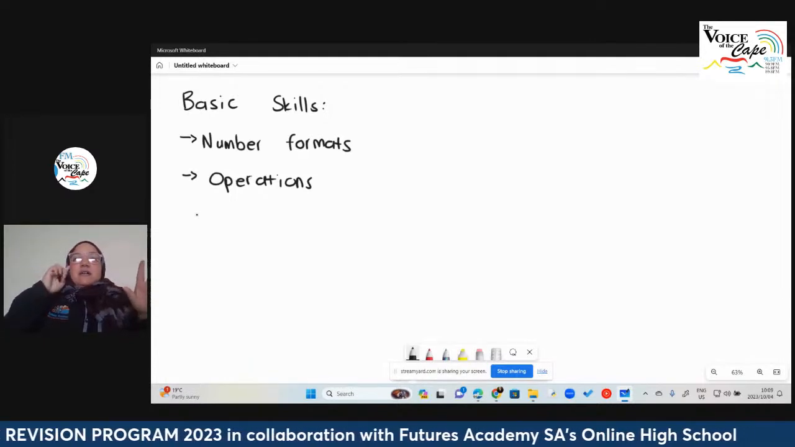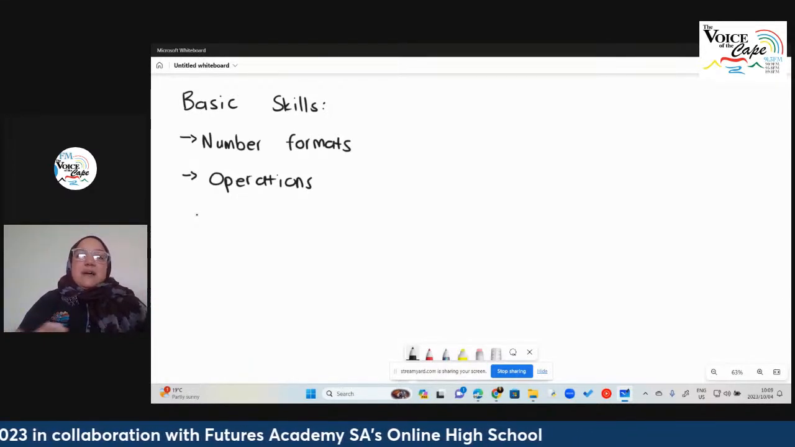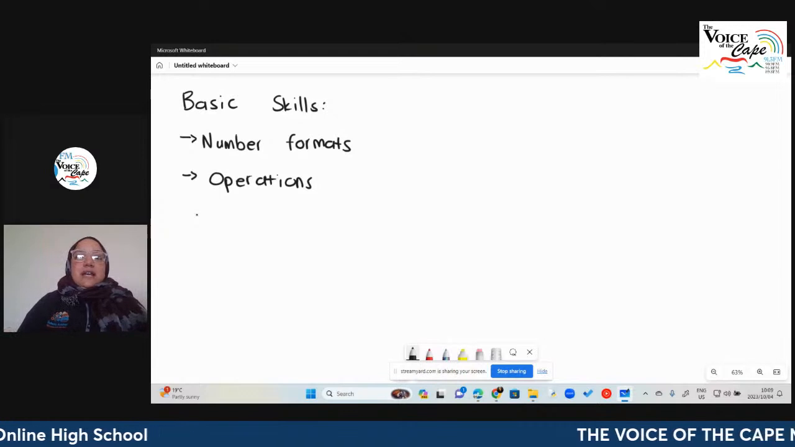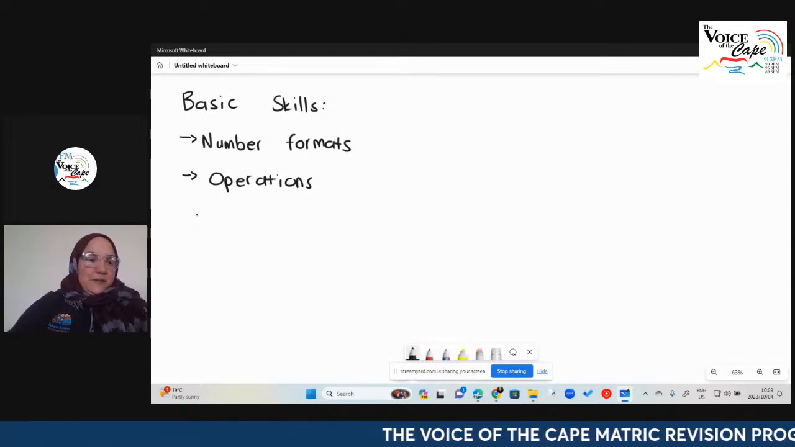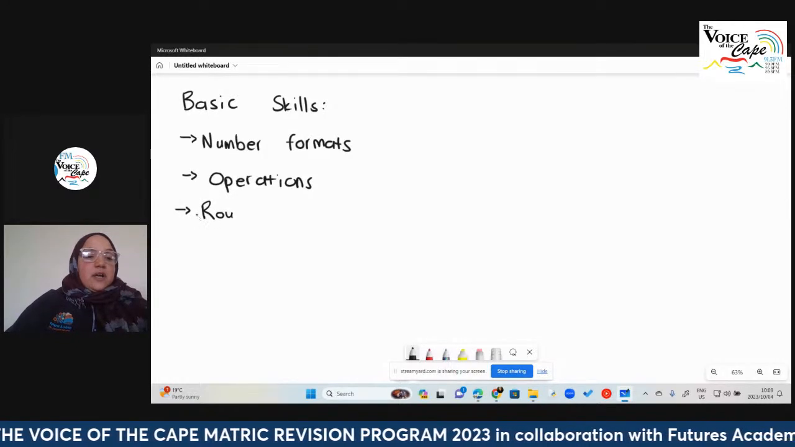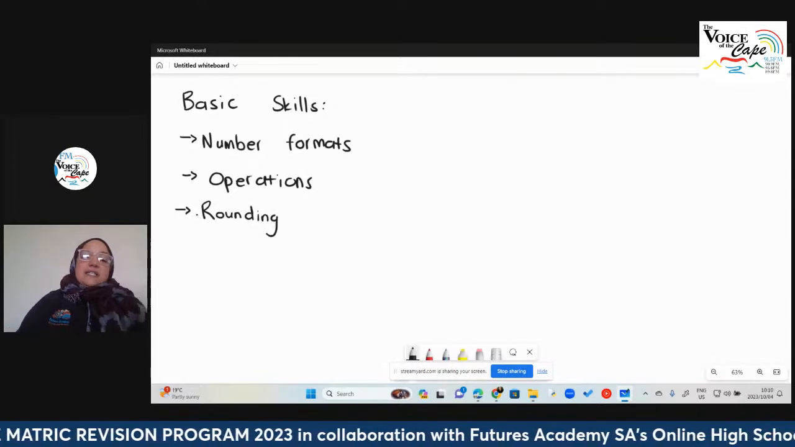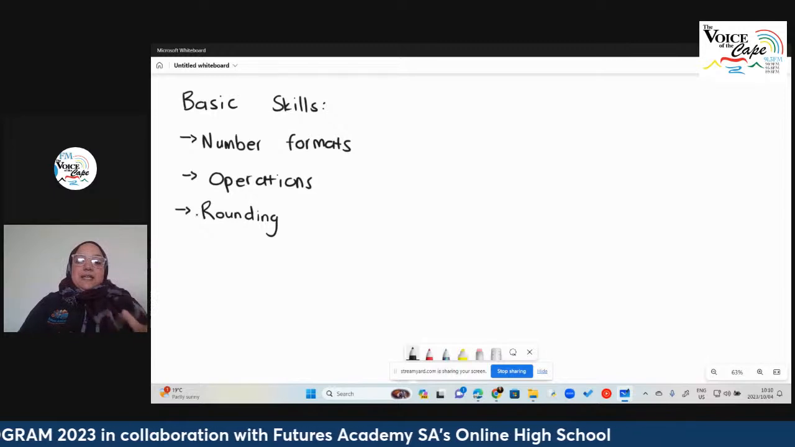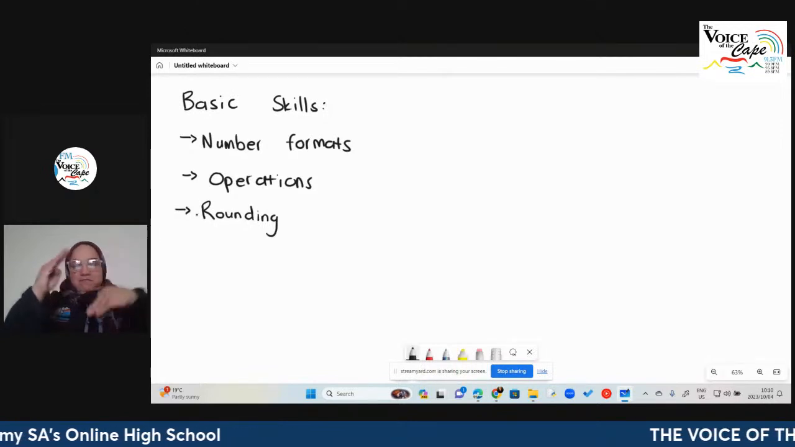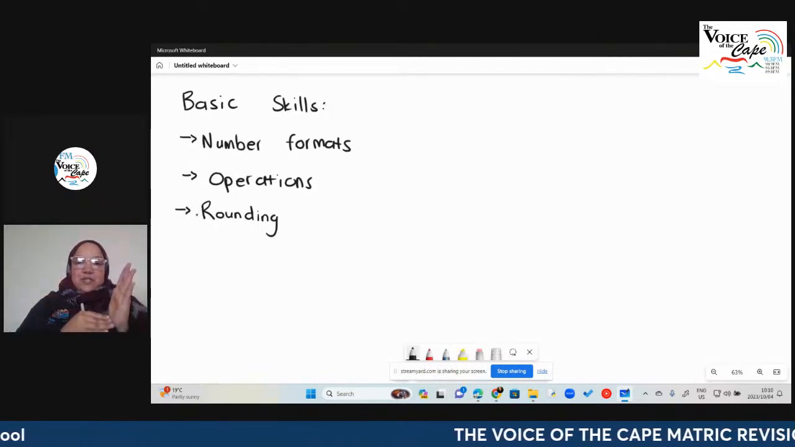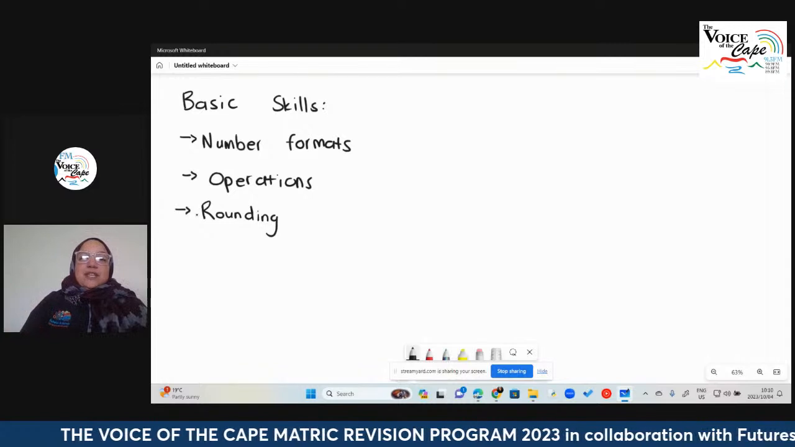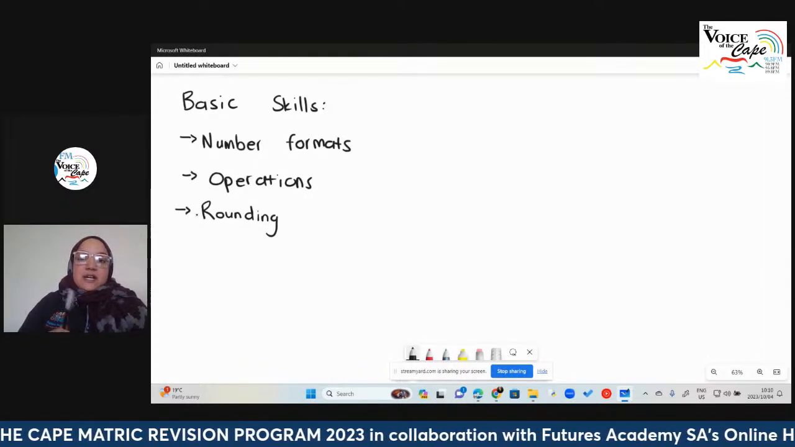Obviously you are allowed to use your calculator, but sometimes there'll be other questions about operations where the calculator won't necessarily help you. The next thing is rounding off. Rounding off isn't really asked as a separate question, but at the beginning of your exam paper, your instructions will tell you that you need to round off to the nearest whatever or within context. And I find a lot of learners struggle with that.